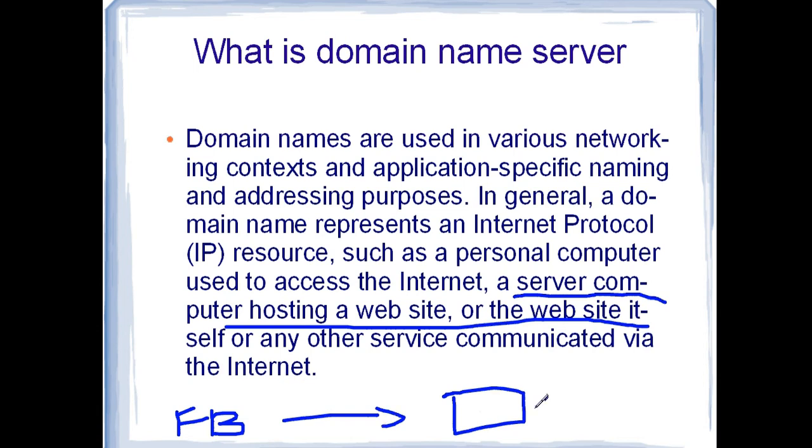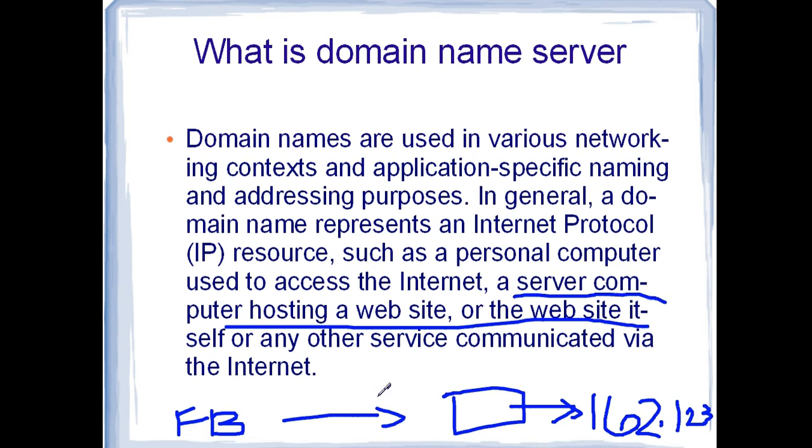And whenever someone looks for this domain name, the domain name server will interpret facebook.com into a numerical address, or what we sometimes call an IP address. If you're familiar with an IP address, let's say 162.123, okay, 123.162. So basically, the domain name server handles all the requests of names from the internet.